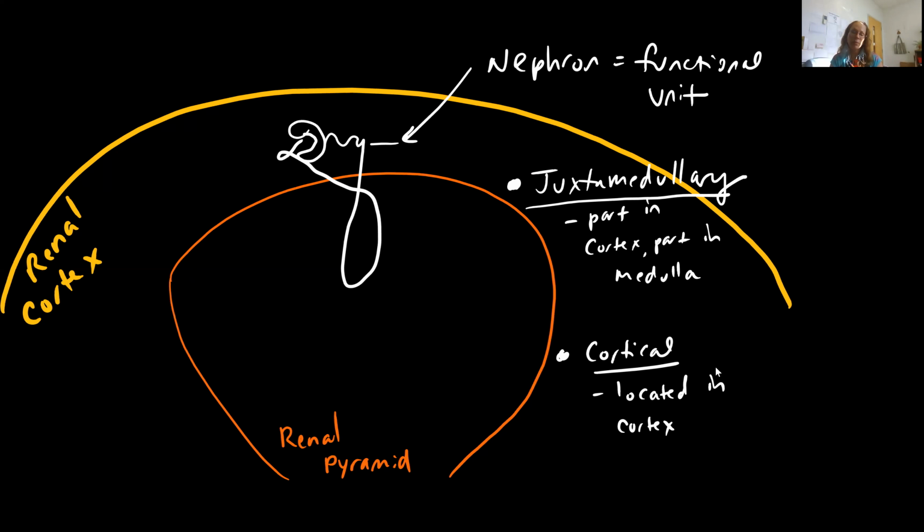Now, there are two different types, and they're named based on how they're located. So the one I've drawn for you here is a juxtamedullary nephron, where the term juxta means close to. So notice that this nephron has a part in both the cortex and in the renal pyramid, which is part of the renal medulla. So it's going to extend through both pieces here. You'll also see cortical nephrons, which would just be located in the renal cortex. So you'll see both of these. And that is it for now.